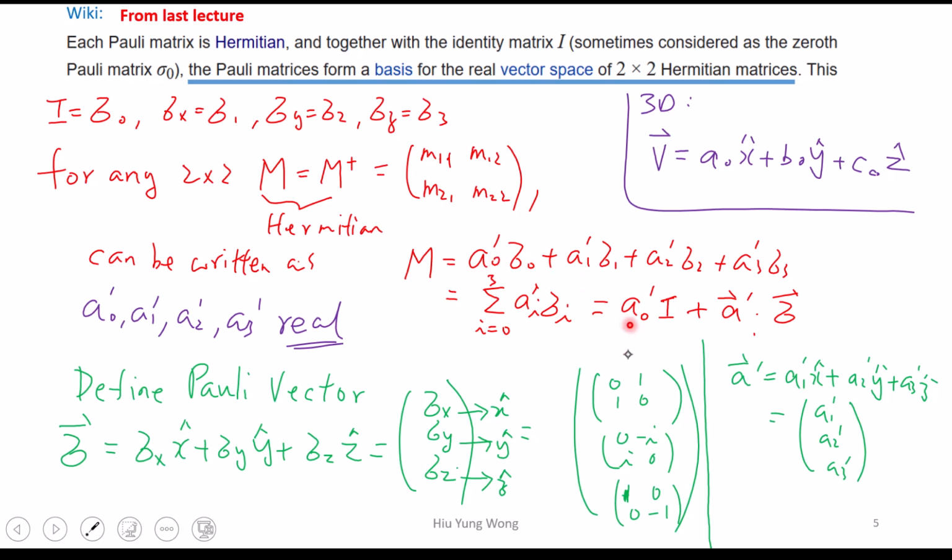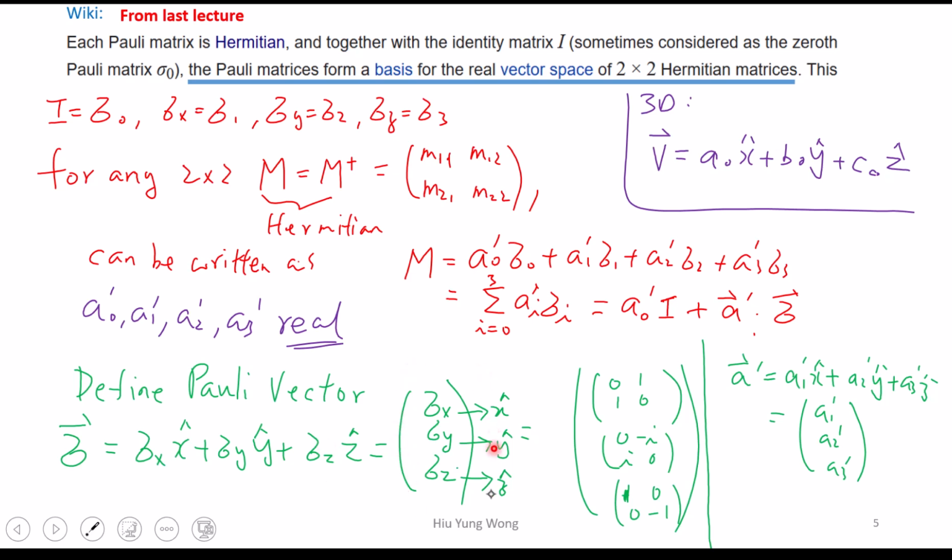I can also write it as this: A0 dash I, where I is just sigma 0. But this one is nothing special, just the inner product between this vector, which is a real vector A1 dash, A2 dash, A3 dash, and this other vector, which is very strange. Instead of having real numbers as the coefficients, it has sigma x, sigma y, sigma z as the coefficients.